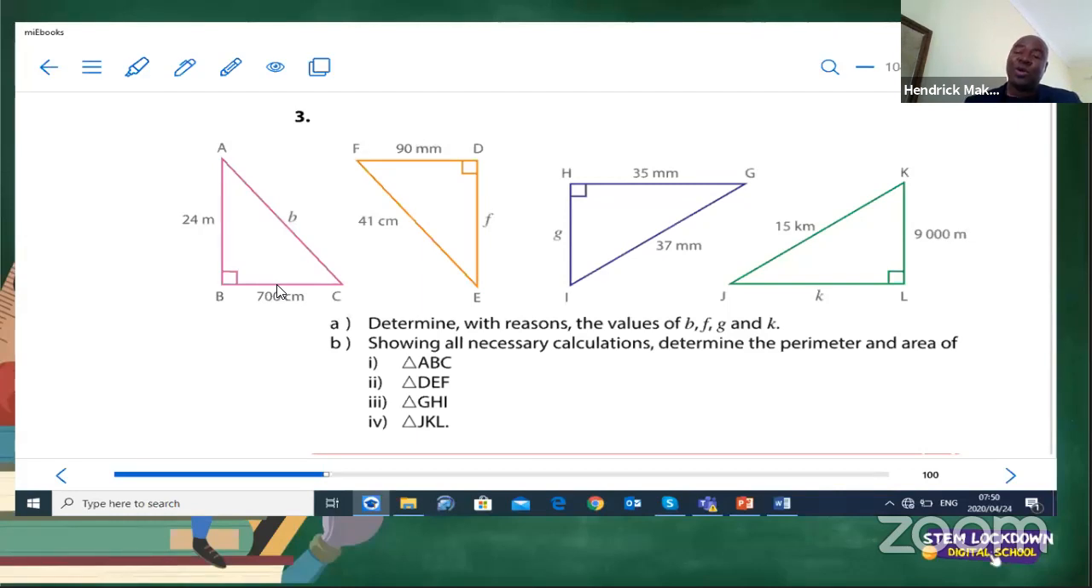I advise that you go back and revise Pythagoras after this lesson and look at the different sides, the hypotenuse and the other two sides.